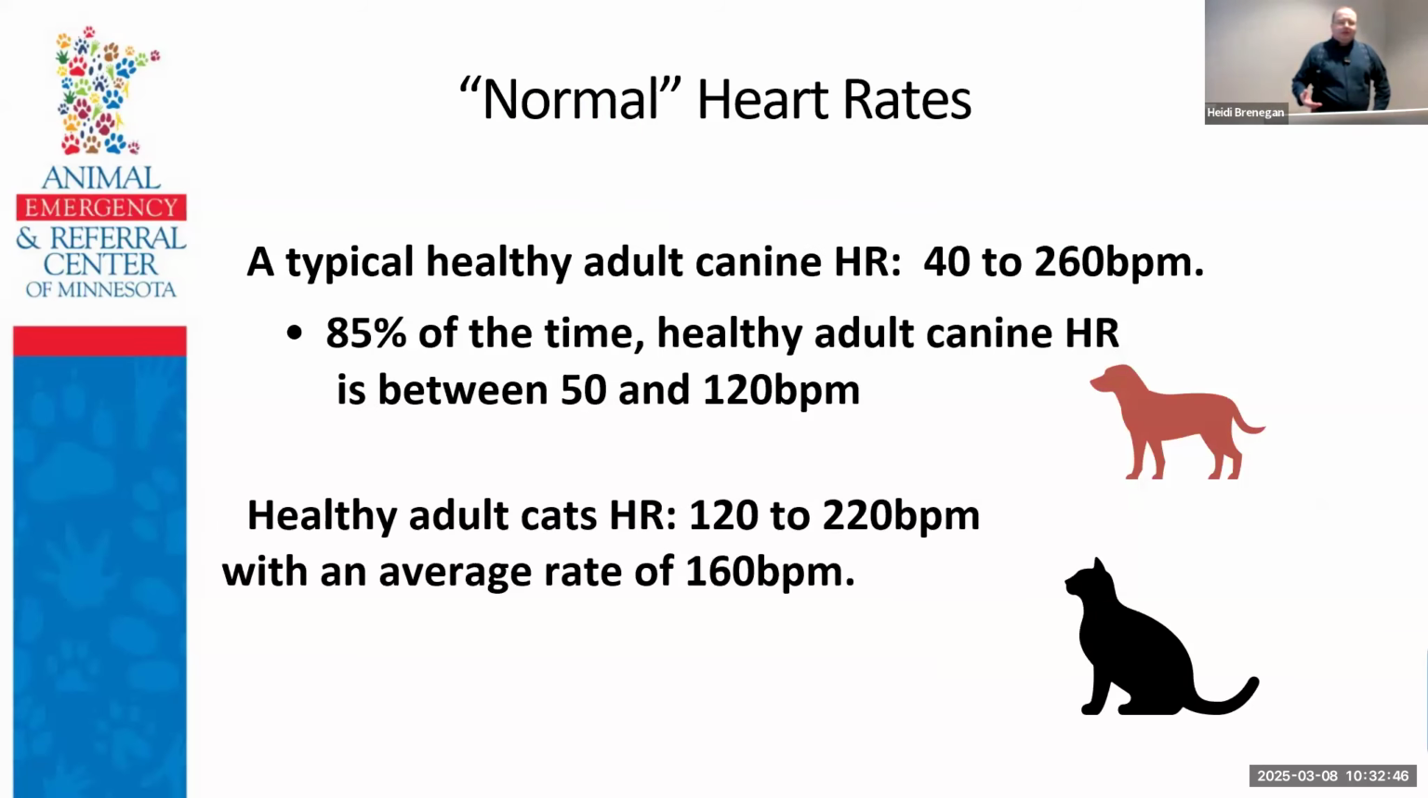So normal heart rates in dogs are going to be about 50 to 120 beats per minute. Cats, 120 to 220, with an average of 160 for cats. And we've all seen dogs and cats with heart rates outside of this. That doesn't mean that they're having an arrhythmia or there's a problem. It means that something in them is driving the heart rate to either be really low or really high.